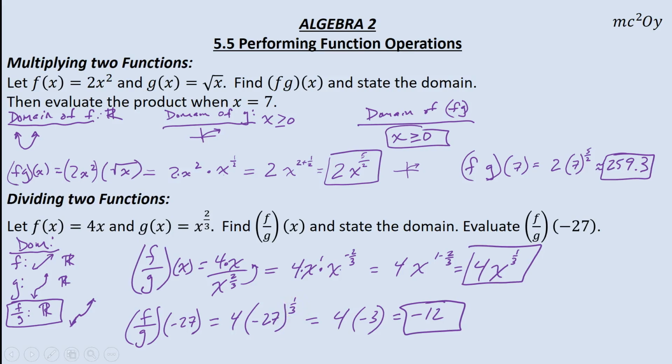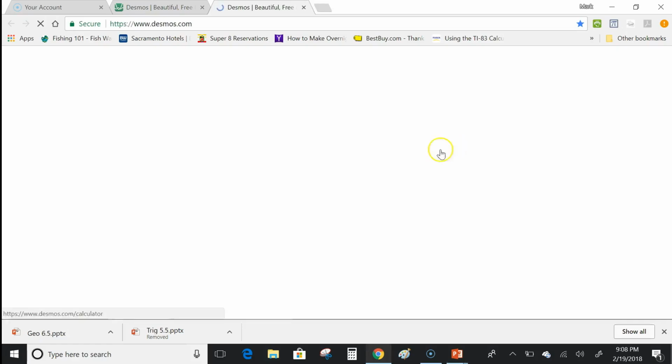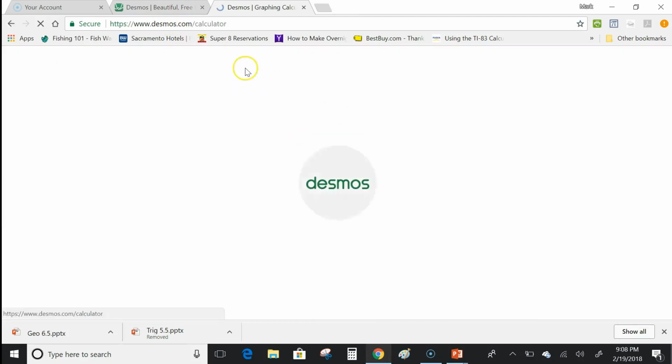Okay, so really our last piece is going to be using graphing calculator technology to evaluate f plus g, f minus g, f times g, and f divided by g when you have a value of x. So I have f of x equals 5x to the 1/3 and g of x equals 16x to the 1/2. I'm actually going to use Desmos for this. So open up Desmos.